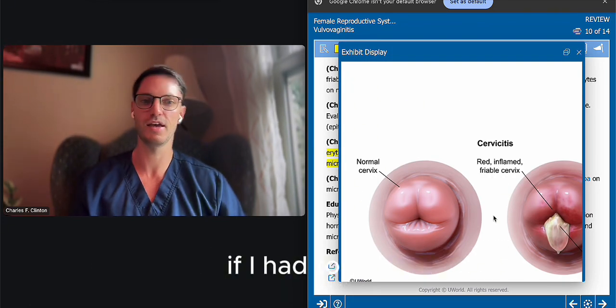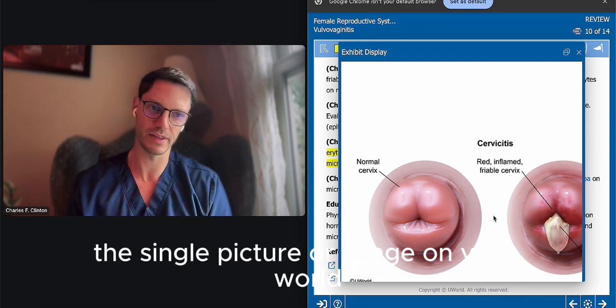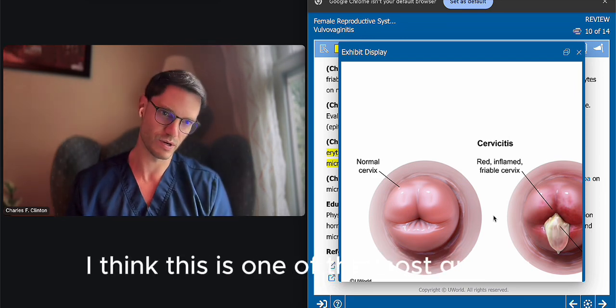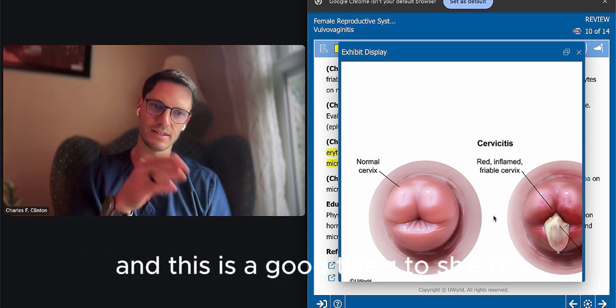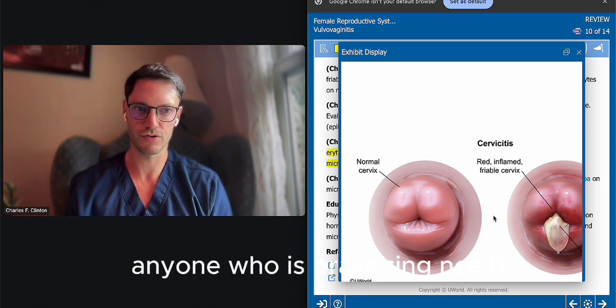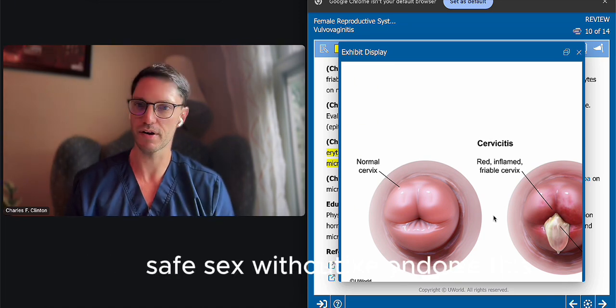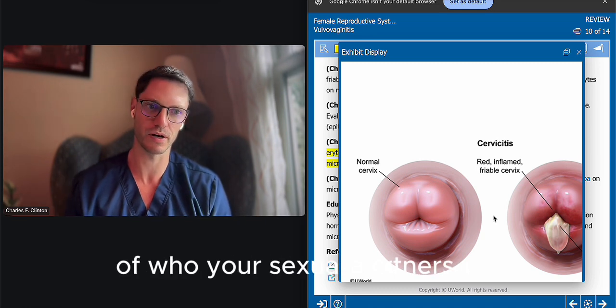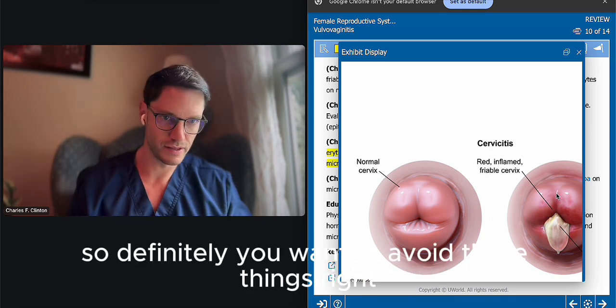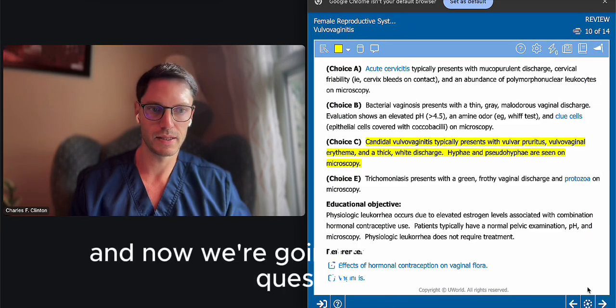If I had to say which single image on UWorld is the most graphic, I think this is one of the most graphic. It's a good thing to show anyone who is practicing unsafe sex without a condom, without taking precautions about who your sexual partners are. So definitely you want to avoid these things, if possible. And now we're going on to the next question.